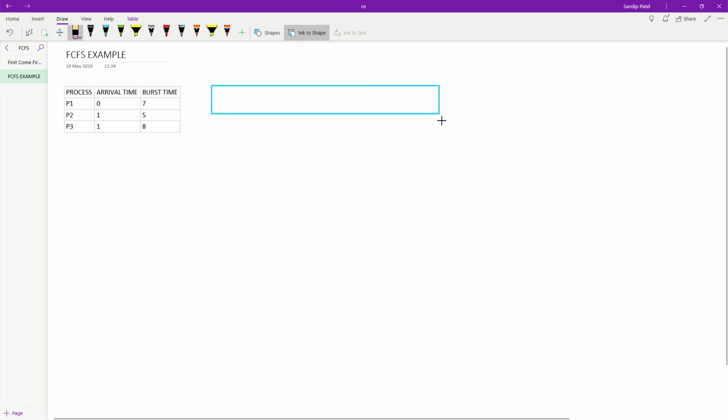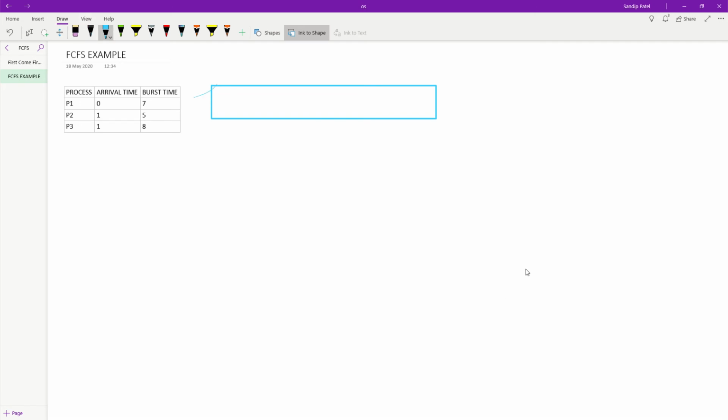So 3 processes. Okay, fine. Now the process at 0 millisecond. Here your Gantt chart always starts with 0 millisecond. Now see into the ready queue how many processes are available at 0 millisecond.